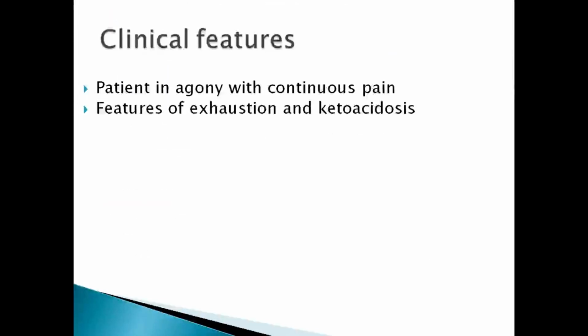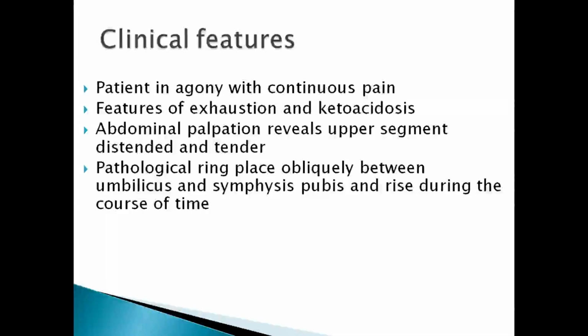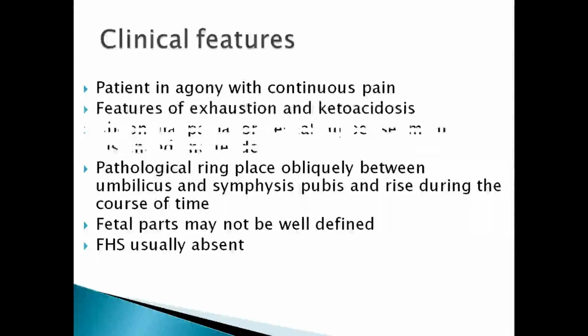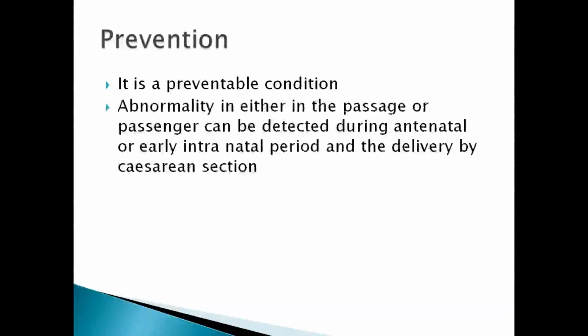The clinical features include the patient in agony with continuous pain, features of exhaustion, ketoacidosis. Abdominal palpation reveals the upper segment distended and tender. Pathological ring is placed obliquely between umbilicus and symphysis pubis and rises during the course of time. Fetal parts may not be well defined. FHS usually absent. Internal examination reveals vagina dry and hot with offensive discharge, cervix fully dilated, membranes absent, and the cause of obstructed labor is revealed.